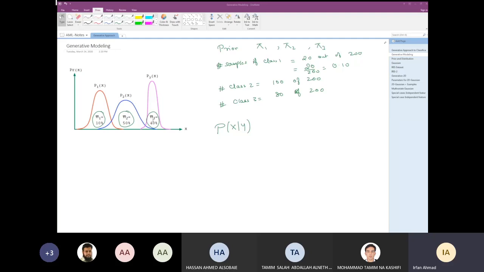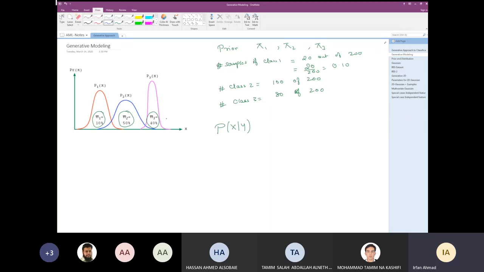Assuming that the total number of samples in the training was 200, what it's telling is we had 20 samples of class 1, 100 samples of class 2, and the remaining 80 samples of class 3. And that's why we are getting these priors. So the prior is just a count from our training samples, the count of the samples belonging to a given class.